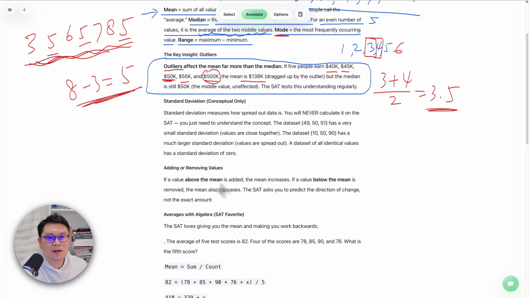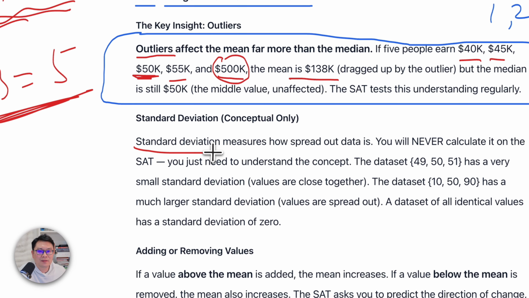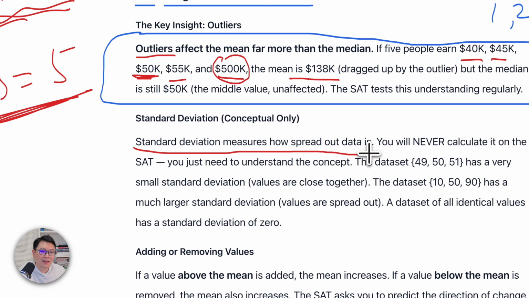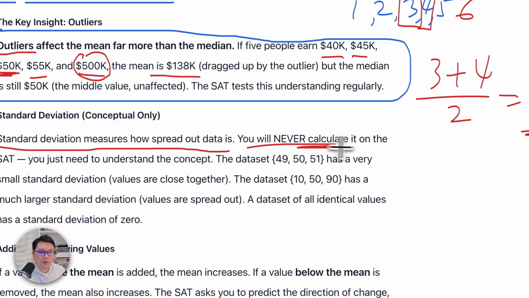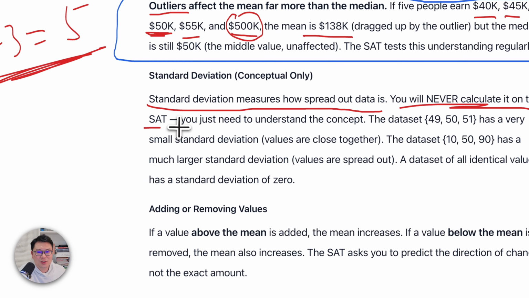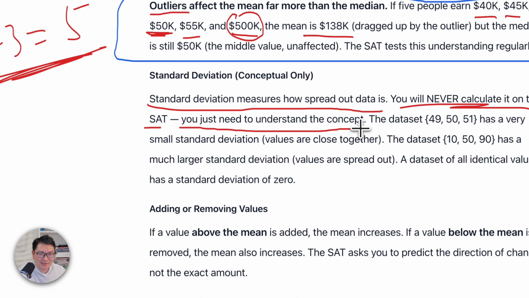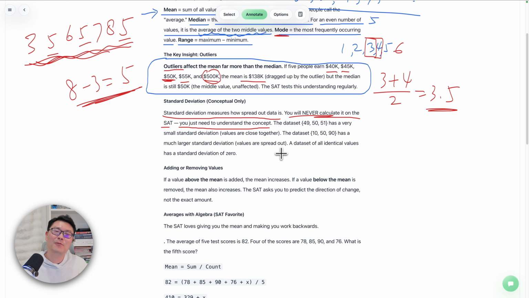So the next concept is standard deviation, which measures how spread out data is. You will never calculate it on the SAT. You just need to understand the concept. They're not going to ask you to calculate the standard deviation, but they're going to test how well you understand it.